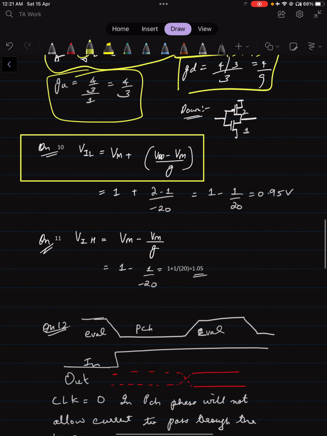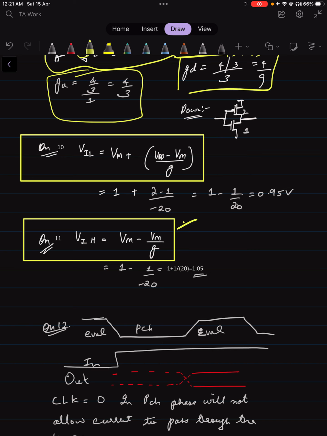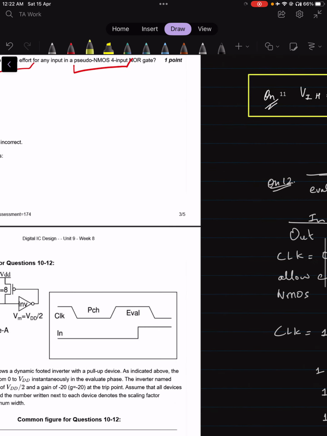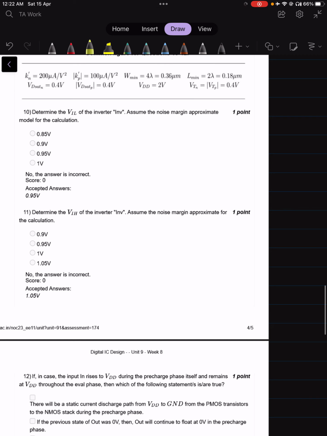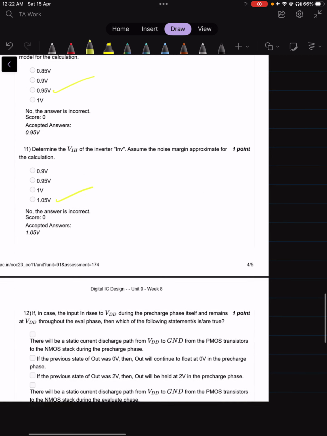And again for question number 11, VIH is as shown here, right? So when you look at these expressions and calculate the value for VIL and VIH, you will obtain 0.95 and 1.05 respectively for question number 10 and 11. So here is your answer in this one, right?